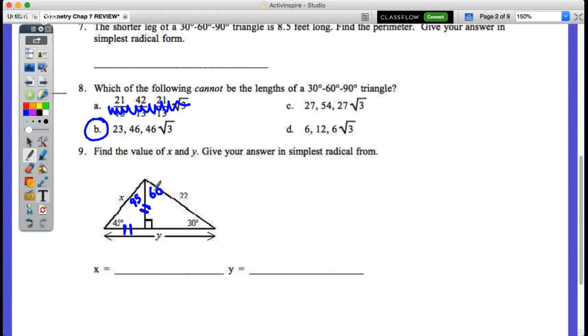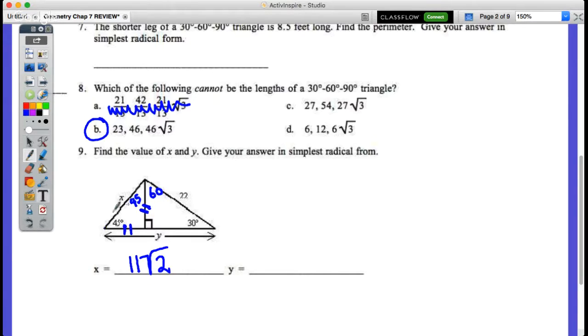Is the one opposite the 90-degree angle in the 45, 45, 90 not a continuum? So, hold on, yes. If the two legs in the 45, 45, 90 are each 11, the hypotenuse is 11 radical 2.